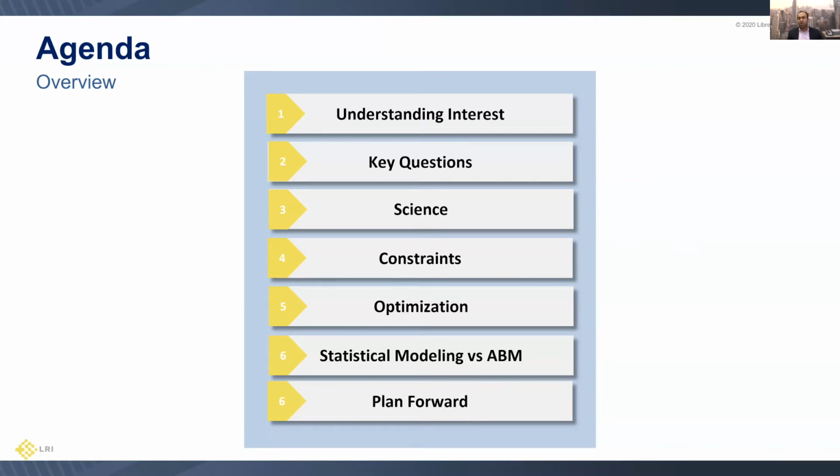We'll look at how constraints of a system impact compounding effects, how to optimize a system, and how to understand the difference between a top-down statistical modeling approach versus an agent-based model. You can also call it agent-based simulation. And how you can actually take this forward, what are some of the gaps in the science that we've seen, and how we can work together to get your help on understanding this.